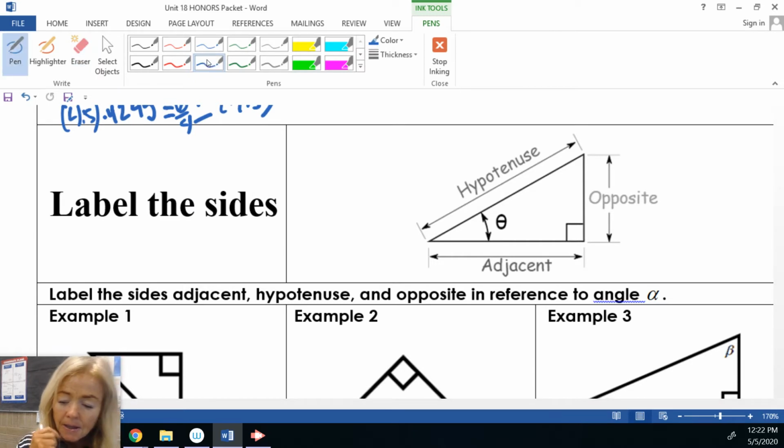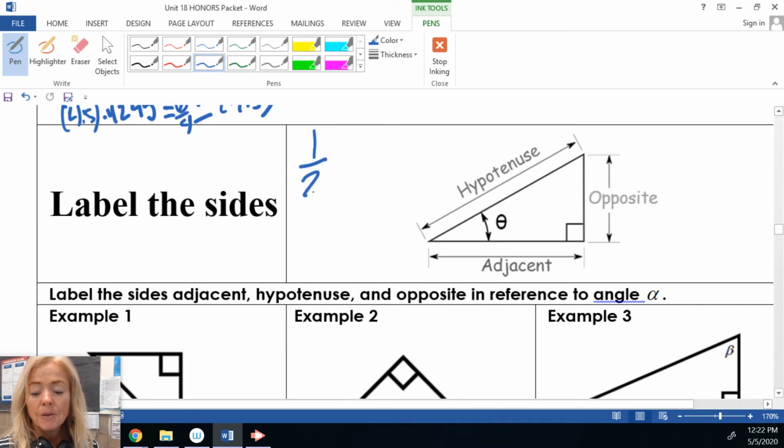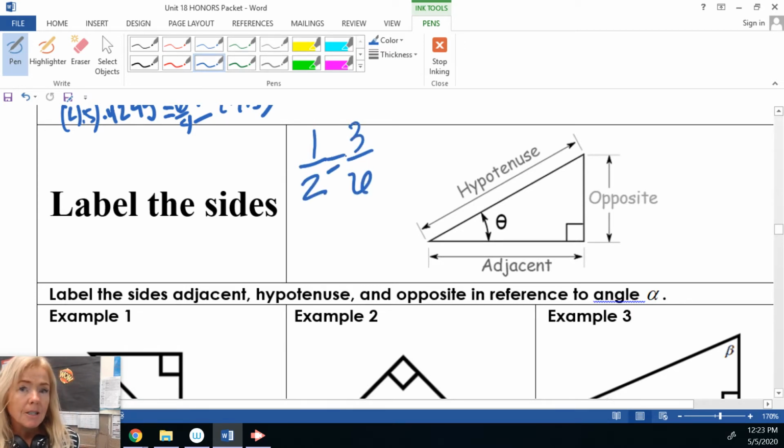And the sides are always going to be a ratio of one side to another side. So that's why you know that fractions are the result of that. A ratio is a fraction. So if I get 1 over 2, I can simplify that, and it would actually equal the same thing as 3 over 6. And it can be simplified.